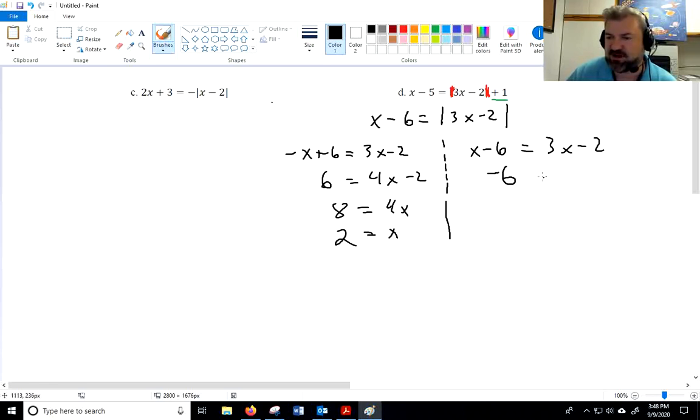And let me see. Let me subtract x from both sides. I get 2x minus 2. I'll add 2. I get negative 4 equals 2x. Divide by 2. I get negative 2. So let's check it.